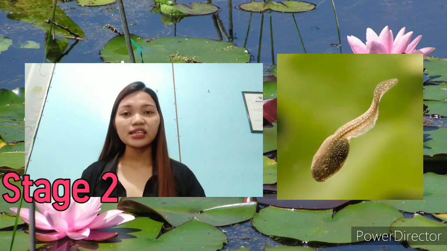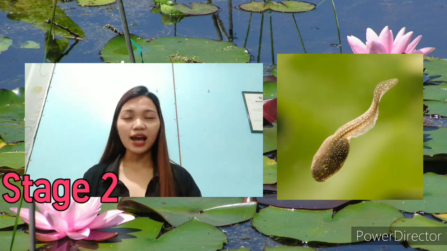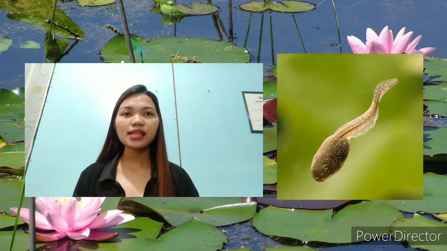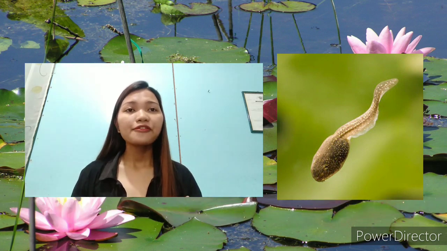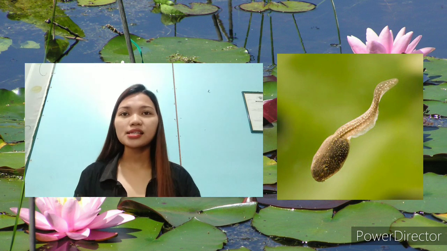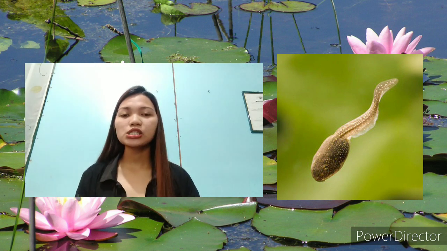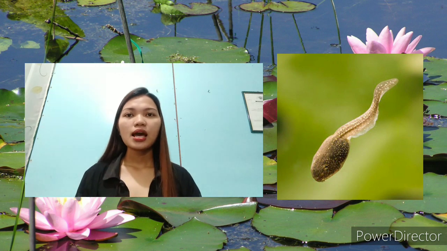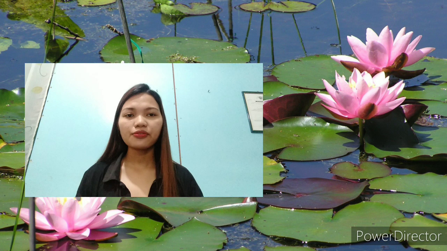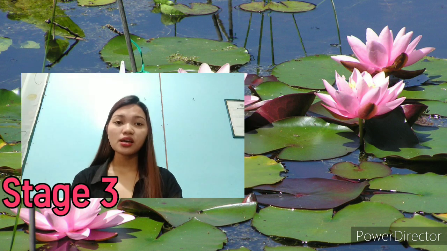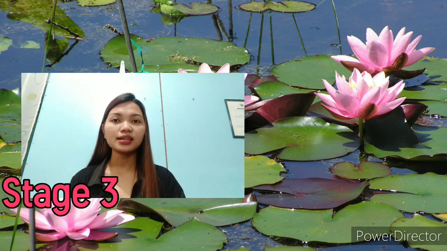The second stage of the life cycle of a frog is the tadpole. When the tadpole hatches, it looks more like a fish than a frog. It doesn't have any legs. It has gills that allow it to breathe underwater. The tadpole swims and eats plants and algae from the water. So let's move on to stage 3, the froglet.